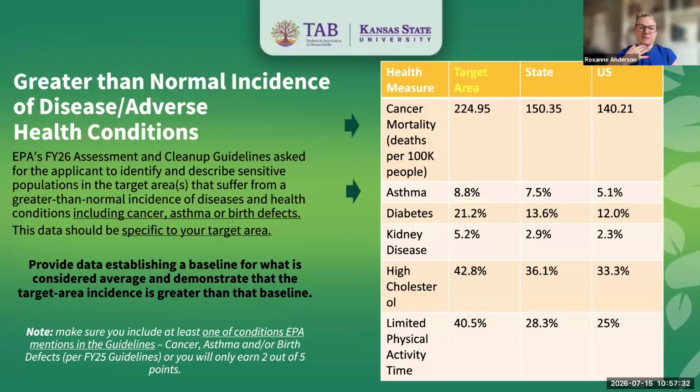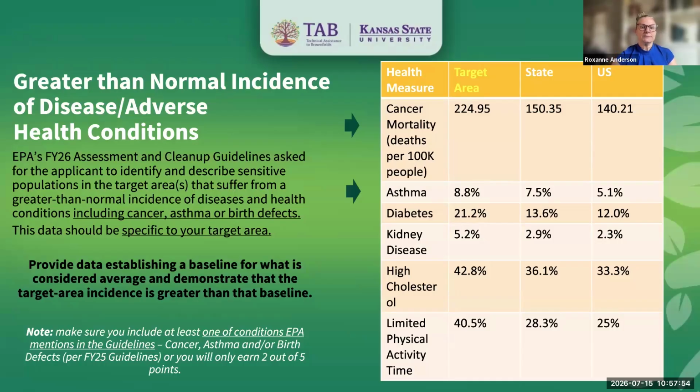So this criterion is specifically looking for a greater than normal incidence of disease or adverse health conditions. There are two important things I would like for you to notice here. First, the data should be specific to your target area and to the extent that reliable data is available. So if it's not available, don't worry about it. Second, you need a baseline.